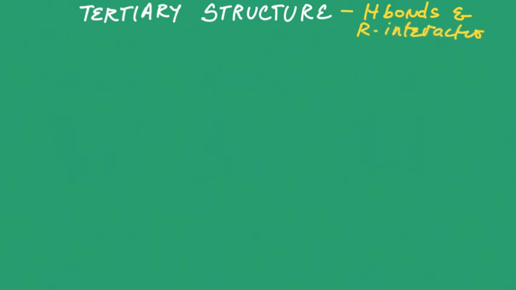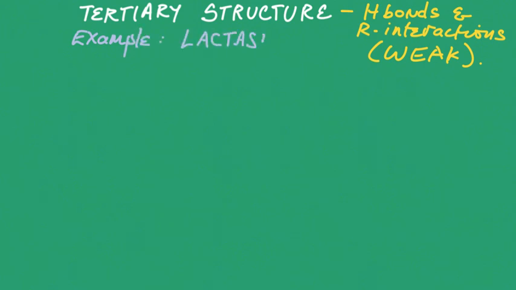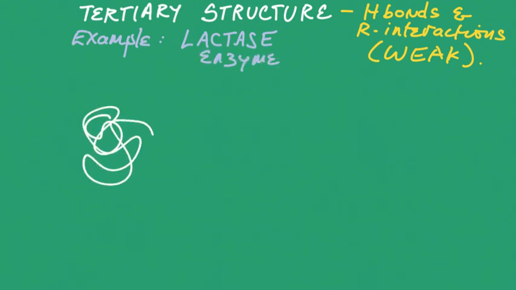A single cell contains thousands of enzymes, and enzymes exist in the tertiary structure. As we remember, the tertiary structure is held together by H bonds and R interactions. These are weak bonds and can be easily broken down by high temperature and changes in pH. Let's take the example of lactase. Lactase is an enzyme that speeds up the reaction of breaking down lactose into glucose and galactose. Lactase has a very specific shape, and if this shape is lost, it loses its function. This shape is maintained by, again, the hydrogen bonds and the R interactions.